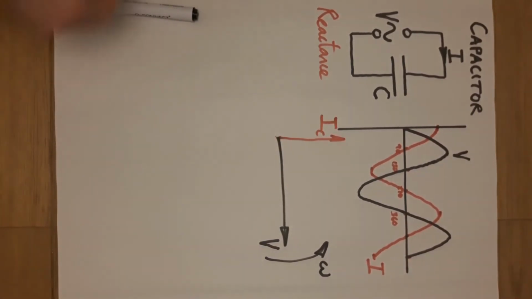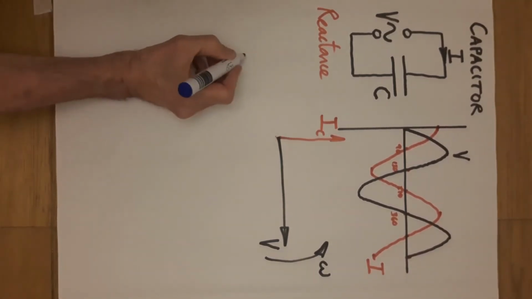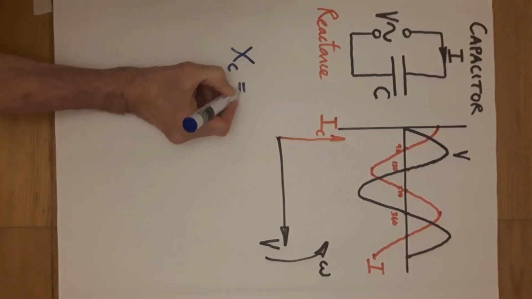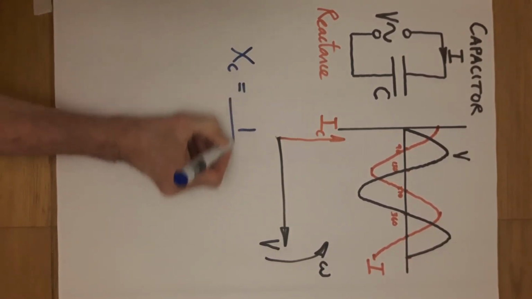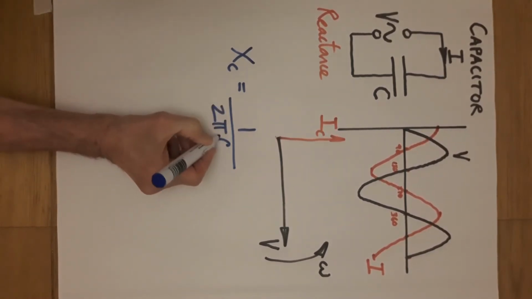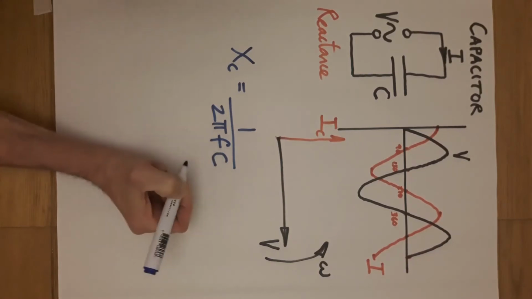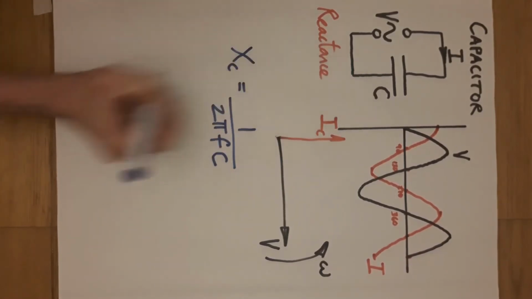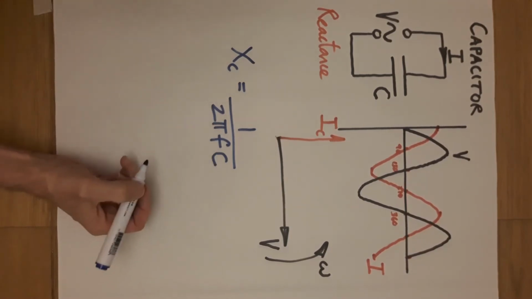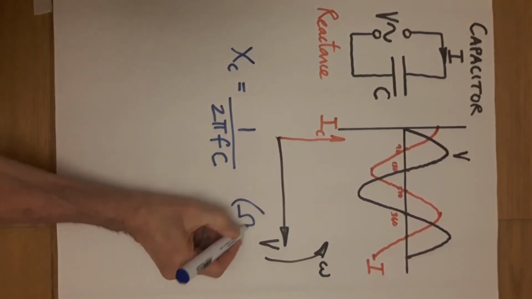Okay, so the reactance for a capacitor can be found from the formula XC equals 1 over 2 pi FC. So C is the value of the capacitor, F is the frequency. This is opposition to current flow, so it's in ohms.